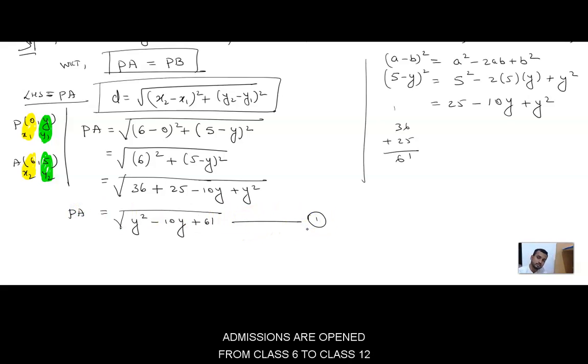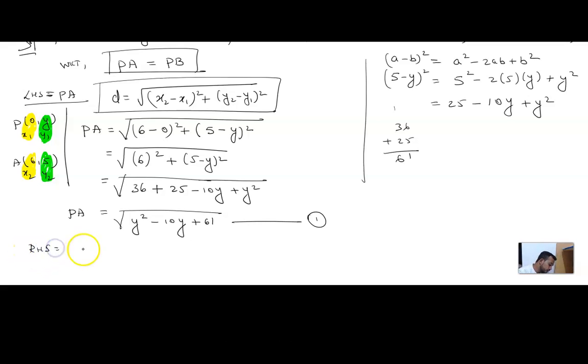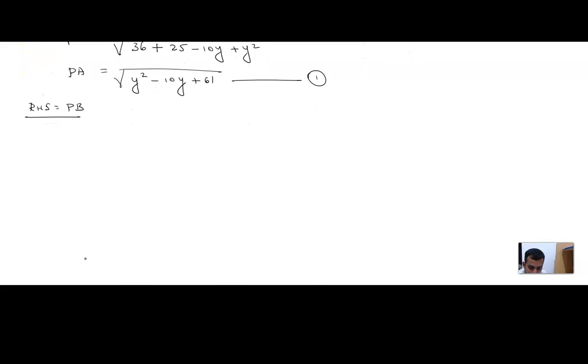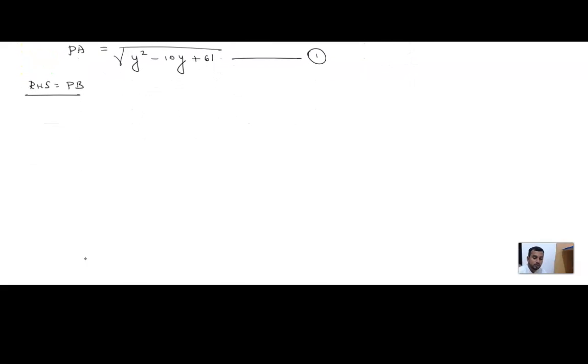Got it, children? Similarly, now we should find the RHS part, that is PB, right? Good. Now to find PB, to find the distance between P and B, that is PB. So P is 0 comma y. On y-axis the points are 0 comma y. The x value will not be there, but the y value will be present.